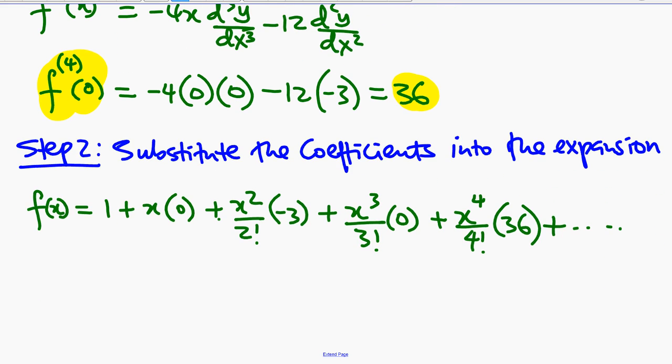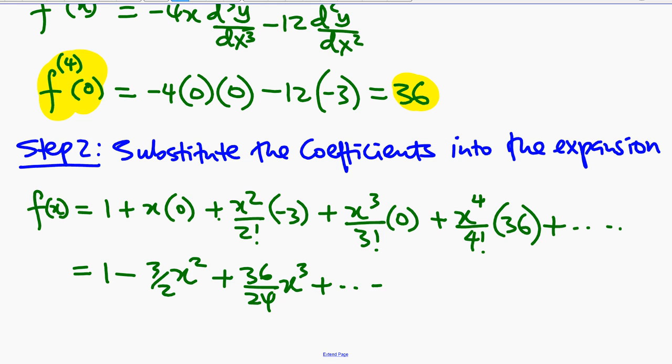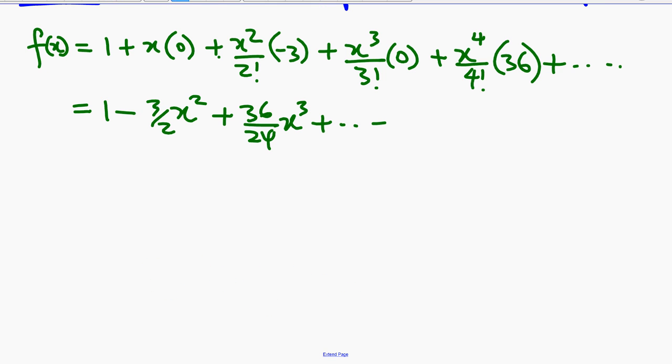So I have that. Now I can simplify this. This will be equal to 1 minus 3 over 2 x squared plus 36 over 24 x cubed plus whatever comes next. So this will be 1 minus 3 over 2 x squared. You can simplify the fraction plus 3 over 2 x to the power 4 plus or minus whatever comes next.